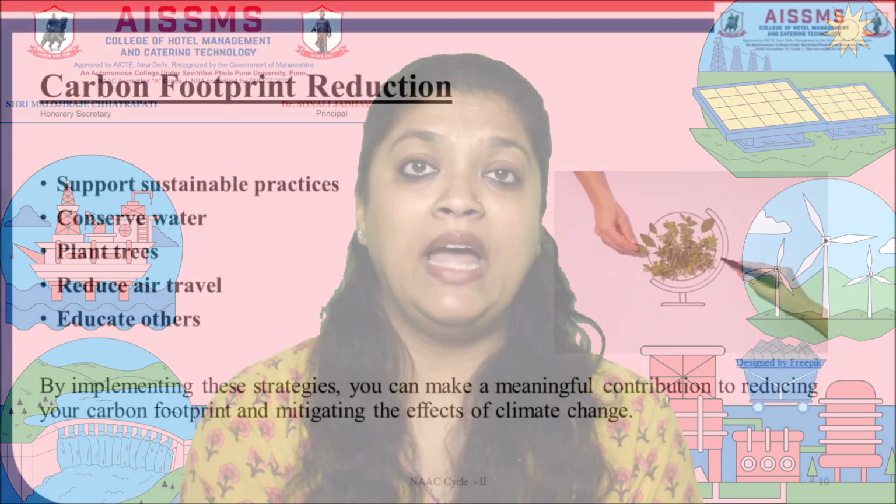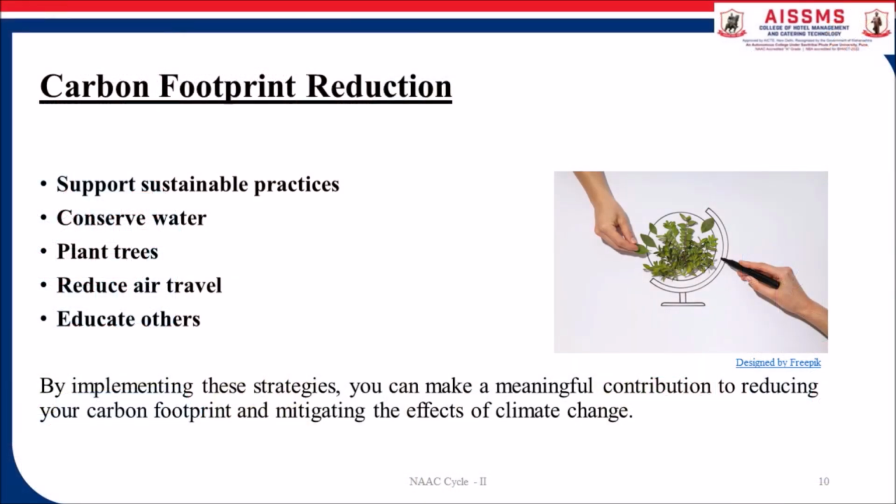Purchase products from companies that prioritize sustainability and environmentally friendly practices in their operations and supply chains. Conserve water. Practice water-saving techniques such as fixing leaks, using water-efficient appliances, and reducing water usage in daily activities. Plant trees. It goes without saying that trees absorb carbon dioxide from the atmosphere. So planting trees and supporting reforestation efforts can help offset carbon emissions.